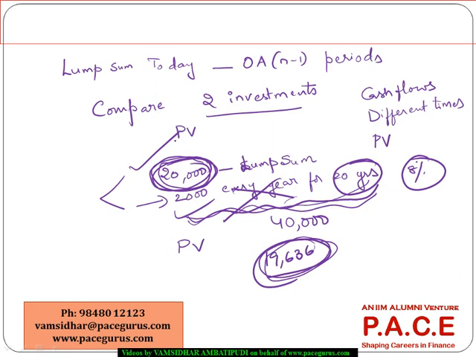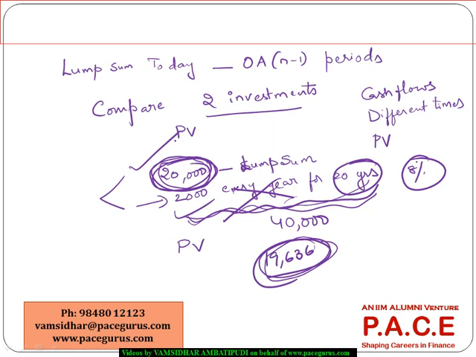The comparability can happen only if I am bringing all different kinds of investments, which have different kinds of cash flows occurring, to the present value only. Only if I am able to bring both the cash flows to the same time period, that is where I can compare them effectively. Here you see a trap, right?